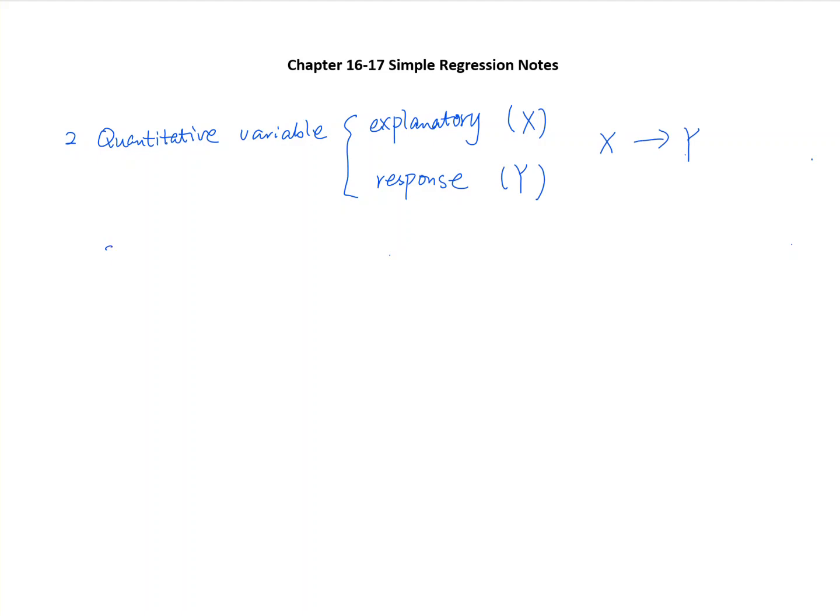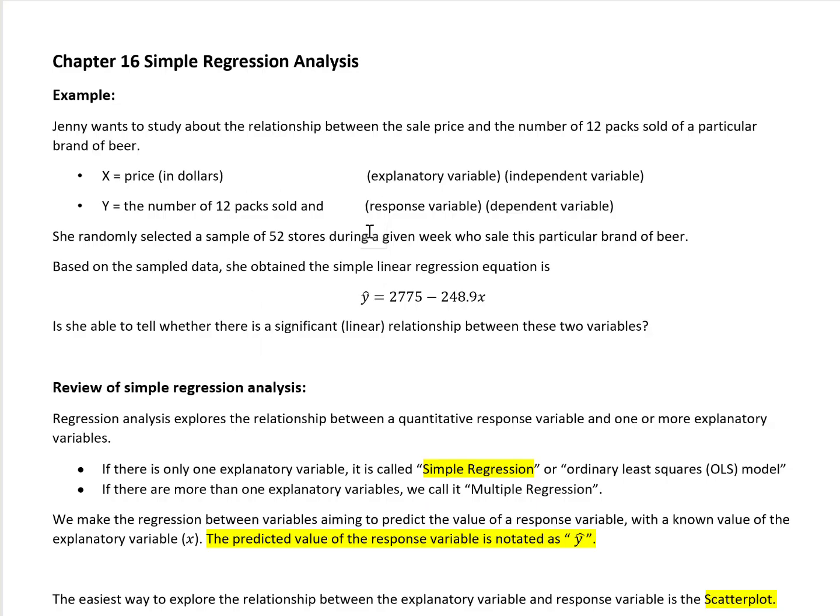So for example, we say the study time and the exam score. We say the study time will affect the exam score. So the study time is the explanatory variable. The exam score is the response variable. Similar idea for the example in our chapter notes.